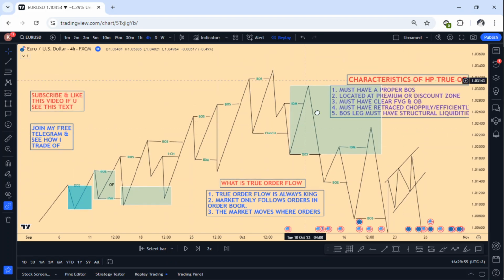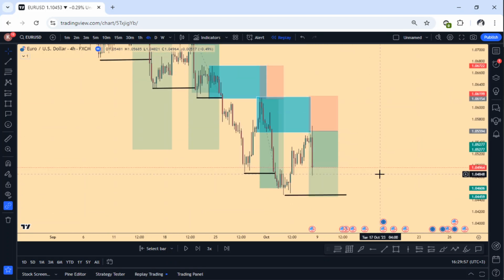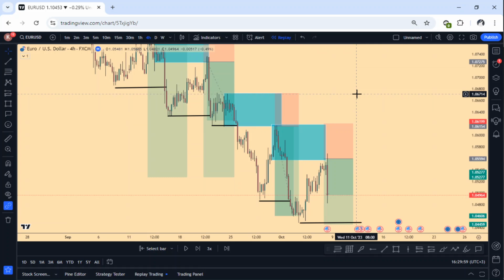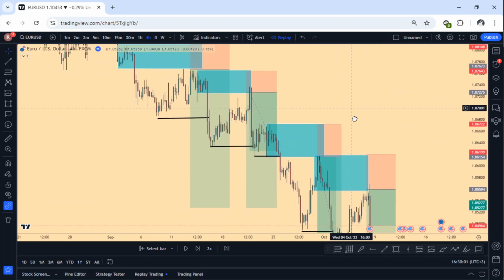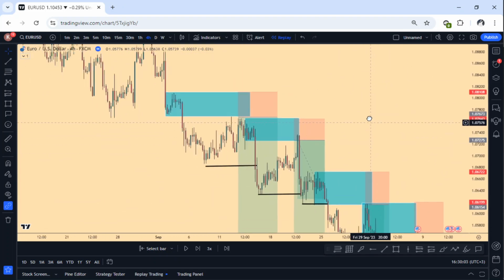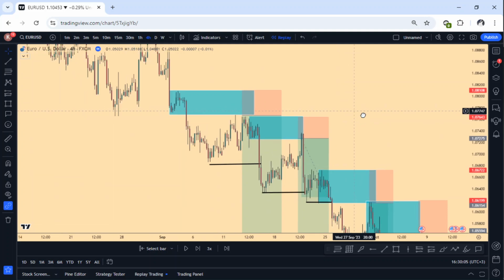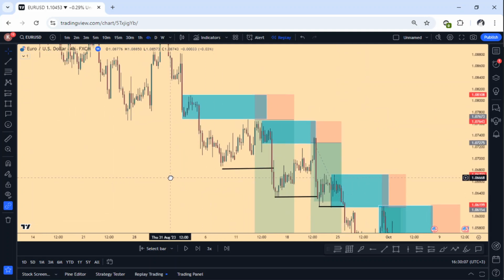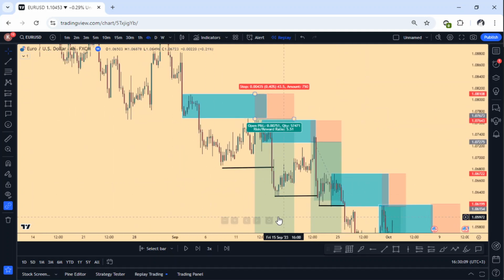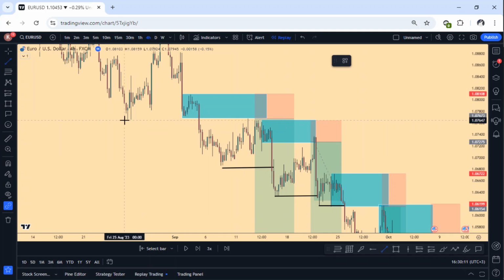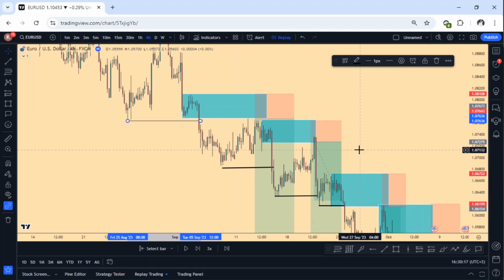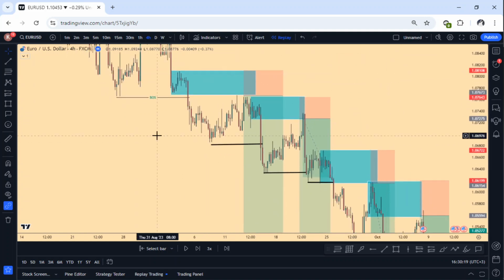Let's go to the market and see if we can find some examples based on the thumbnail you just saw. So this is 4 hours. The market is moving down. You can see the market moved down, caused a break of structure. After breaking structure, we are waiting for a pullback.